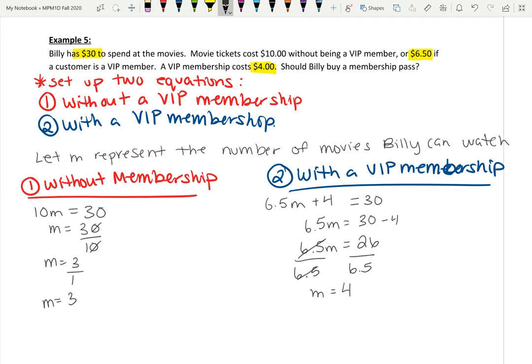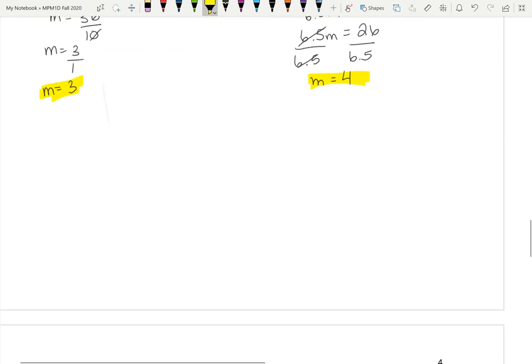Okay. So remember what M stands for. M is number of movies. So without a membership, this is how many movies Billy can watch. With a membership, this is how many movies Billy can watch. So to answer the question, should Billy buy a membership? Yeah, he should. He can watch more movies if he is a VIP member.